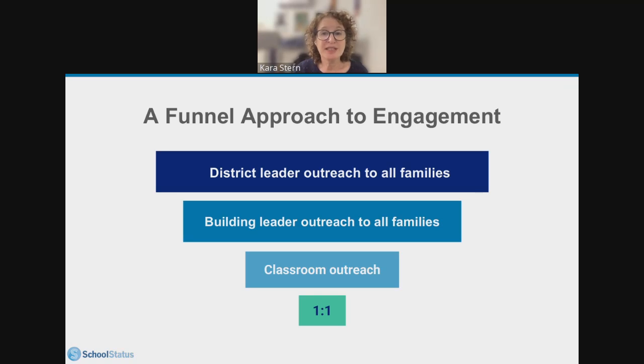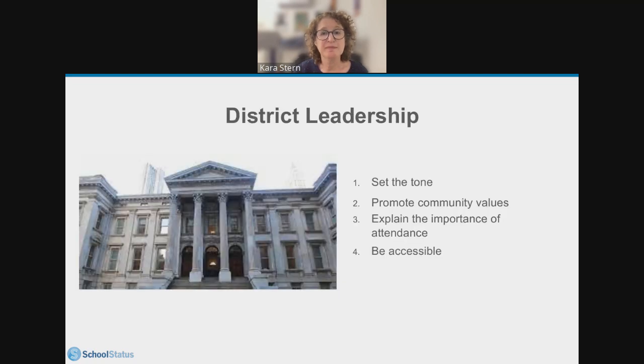So, what does a successful school communication plan look like? I like to think of it as a funnel. The top of the funnel starts at the district level. Building school connectedness and fostering a culture of achievement has to start at the top with the district leader.